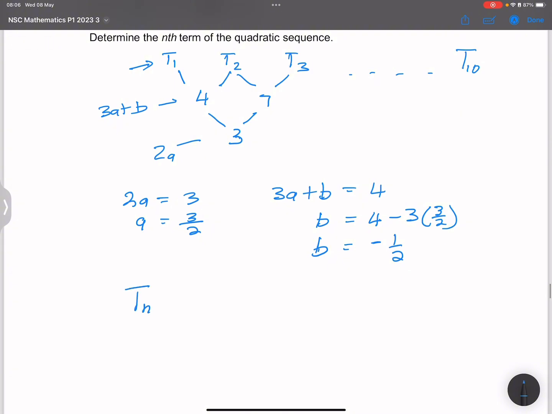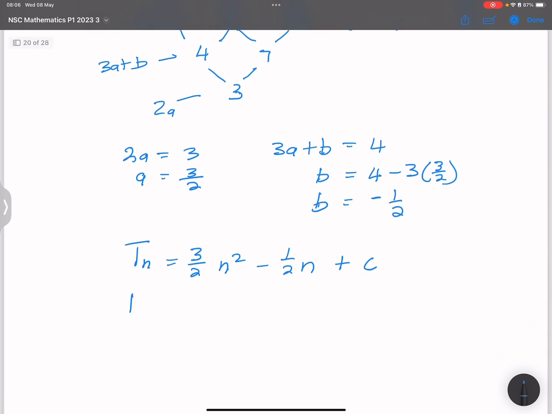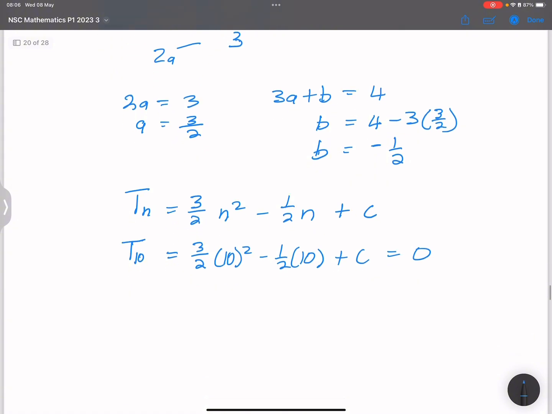So Tn would be 3 over 2 n squared minus 1 over 2 n, plus, in this case, we want our c value. But what do we know? We know that T10 is equal to 0. So I'm going to substitute 10 there. So 3 over 2 times 10 squared minus 1 over 2 times 10 plus c would be equal to 0.